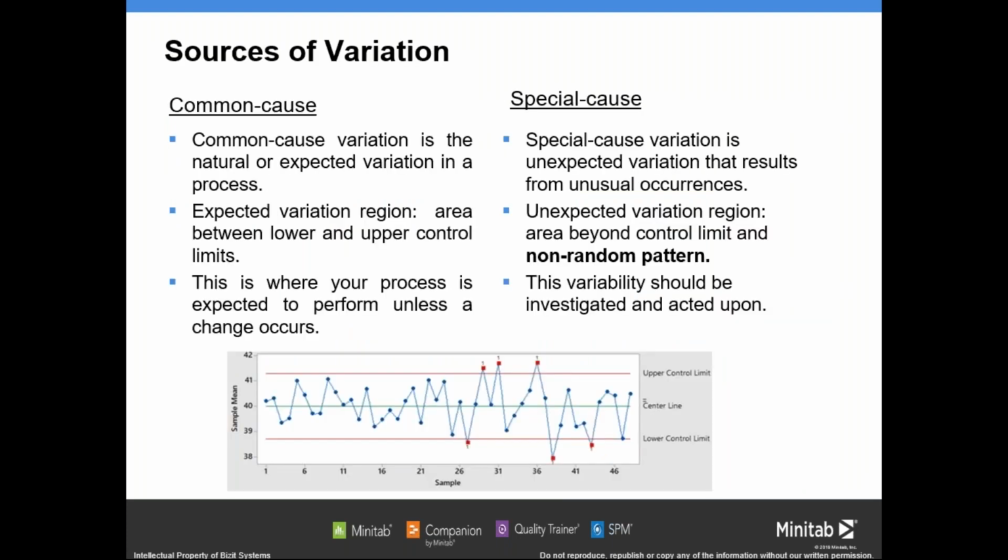Okay. For your information, we have two sources of variation: common causes and special causes. Common cause is the natural or expected variation in your process. Normally, expected variation is the area between the lower and upper control limit, where your process is expected to perform unless a change occurs. For the special causes, sometimes the terminology is explainable causes, it is unexpected variation that results from unusual occurrence. It is the area beyond the control limit, whether upper or lower, or some non-random pattern in the plotting. This variability should be investigated to find out more about the problem inside the special causes of variation.